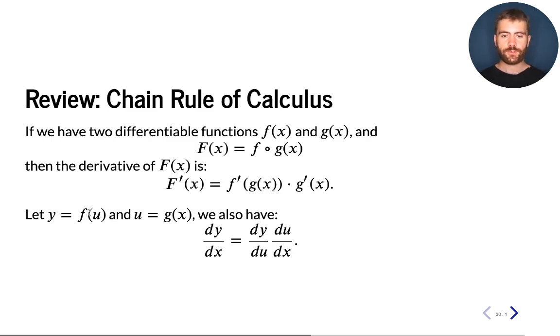You can already see that these will correspond to layers of the neural networks. So if y is the output of the final layer and u is the output of the hidden layer, then the derivative with respect to x of the final layer is going to be the derivative of the first layer with respect to its input times the derivative of the second layer with respect to its input.